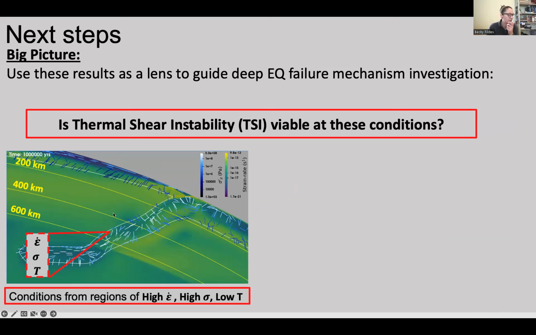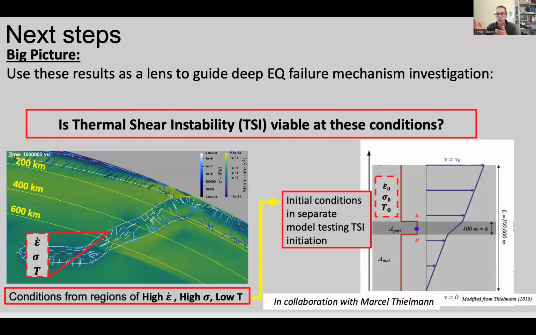We can take the conditions that we model from the slab and use those as initial conditions in a separate model that would test one of those failure mechanisms. So we use this as a lens to guide what conditions we're testing in a separate model for a failure mechanism. In particular, I'm interested in thermal shear instability. And so I'm using these two separate models to investigate this particular mechanism, but driven by the subduction modeling results.